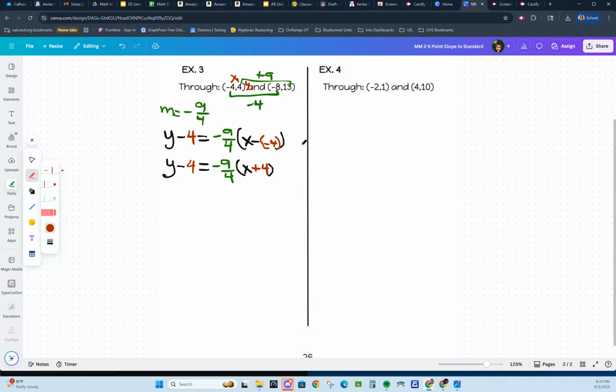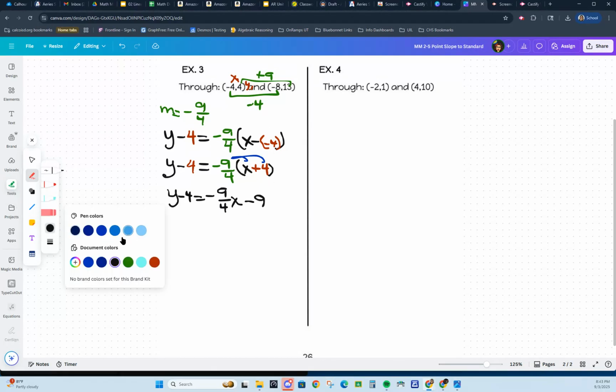Just like we did on the previous examples, we're going to distribute our slope. So we're going to distribute that -9/4. And that is going to give us y minus 4 equals -9/4 x. And -9/4 times +4 is going to be a -9. The 4 in the denominator and the 4 in the numerator here are going to cancel each other out, so we just have -9. Okay? So now, we're going to add 4 to both sides.